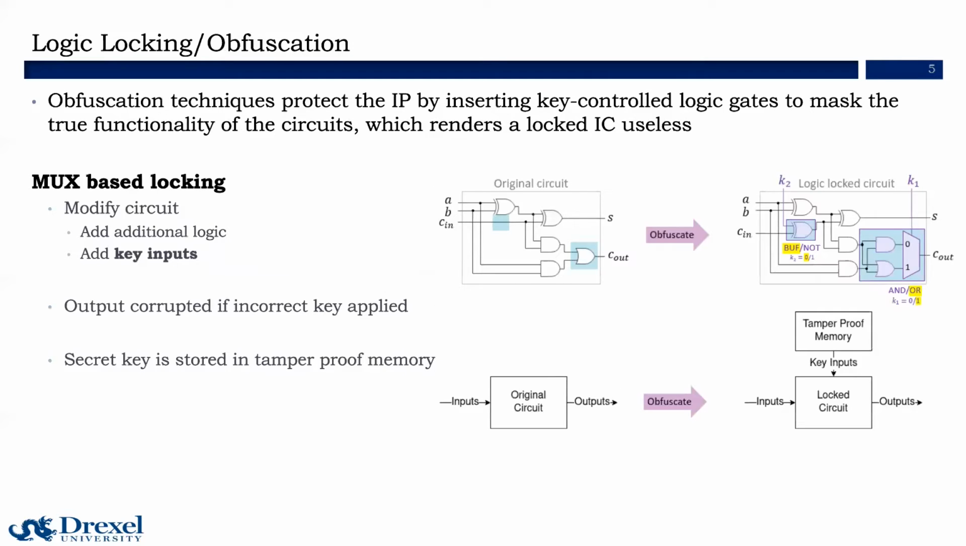Logic locking or obfuscation techniques are used to protect the IP from the aforementioned threats. An example of a MUX-based logic locking is shown here. The original IP is modified by adding special primary inputs called key inputs and key control logic gates such that the output is corrupted if an incorrect key is applied. The correct secret key is stored in a secure tamper-proof memory.